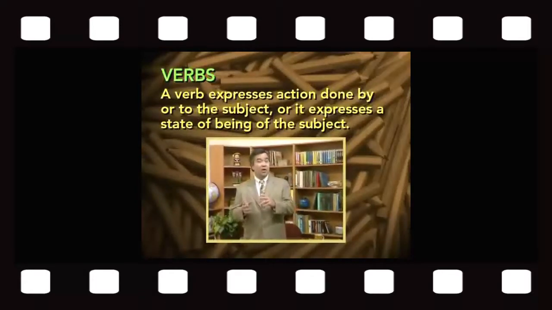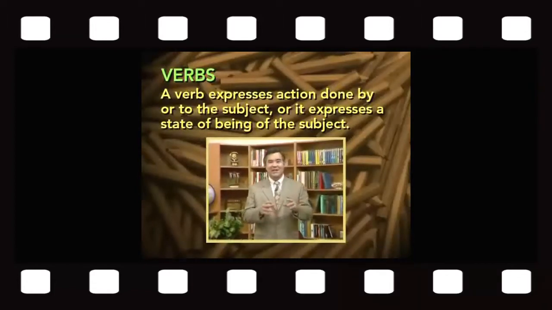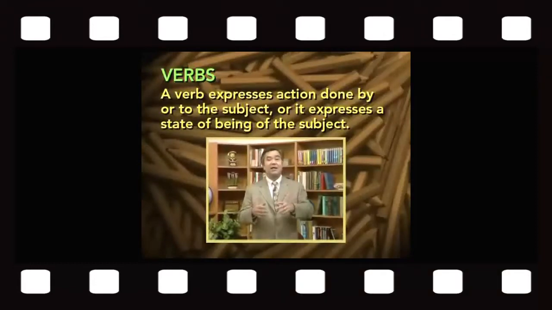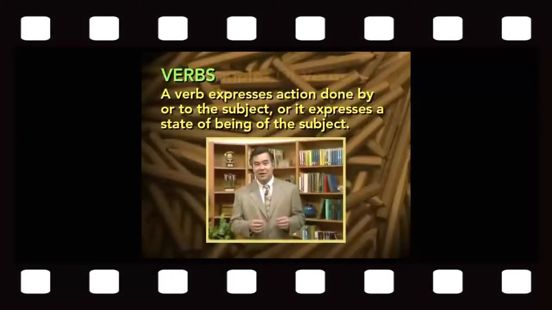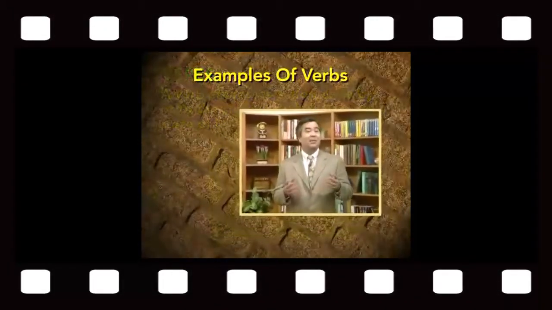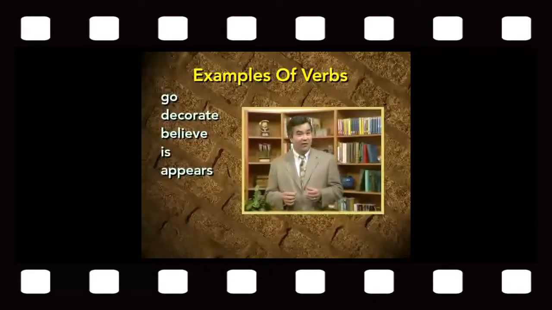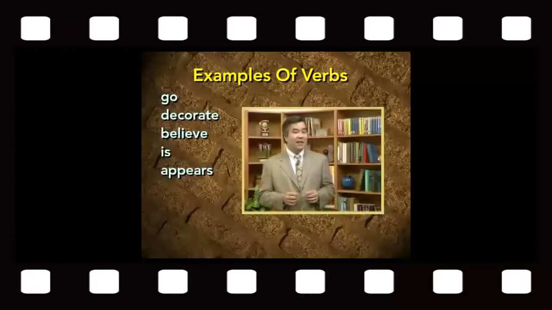As you can see, the verb is always closely related to the subject. It tells either what the subject is or what the subject does. As you can imagine, there are many different kinds of verbs because verbs express all kinds of actions, activities, or states of being on the part of the subject. Here are some examples of typical verbs: go, decorate, believe, is, appears. Let's look at each of these examples. Perhaps you can come up with a sentence in which each of these words would be used as a verb.